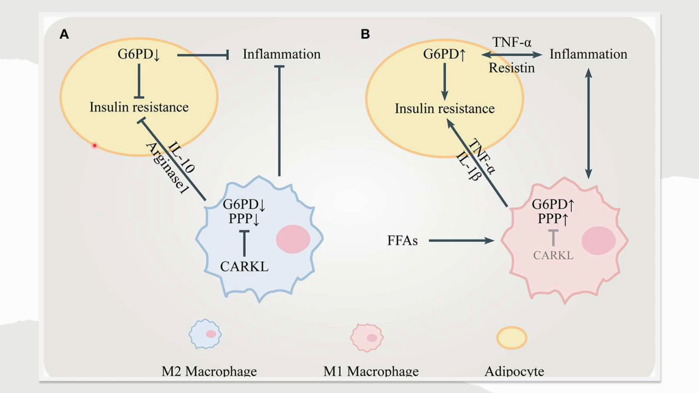Here is a figure from the paper where it shows information from the last slide in a diagram with the CARKLs, the M2 macrophages, M1 macrophages, and adipocytes, and it shows increase and decrease of G6PD and what it will do for inflammation and insulin resistance.